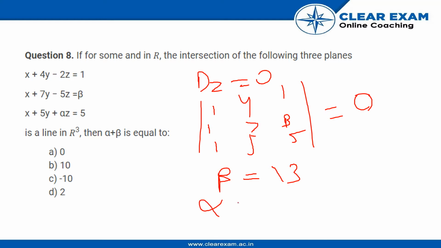So we'll just add α and β, α plus β. Our α came out to be minus 3, our β came out to be plus 13. So the answer will be 10, and here's the answer. Hence B is the answer.